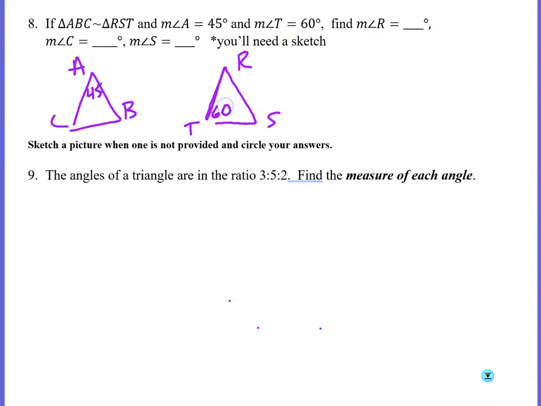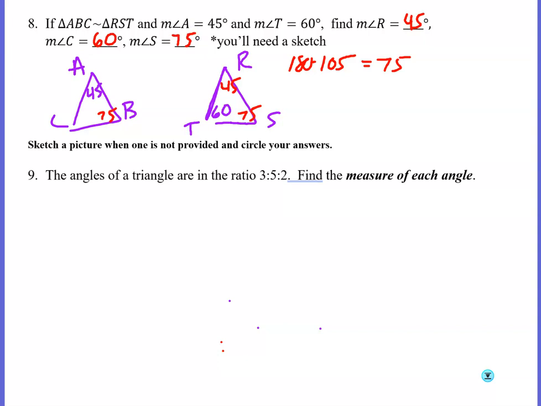So the way I drew it, I drew that so they would be in the same order. So that means that R is also 45. And then let's see, if I add these two together, I get 105. And I'm going to take that away from 180. So the missing angle is 75 in both there. So that's 75, and this one's 60. So C is the same as T, which is 60, and then S was that 75. So the sketch really helped us to see how they matched up.